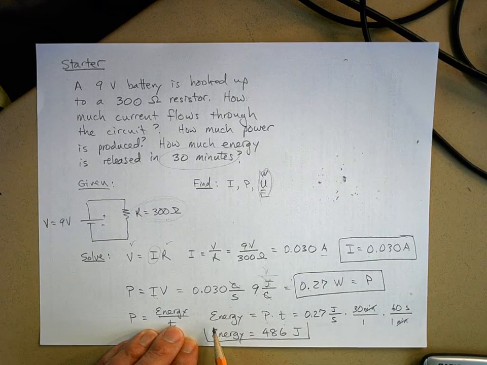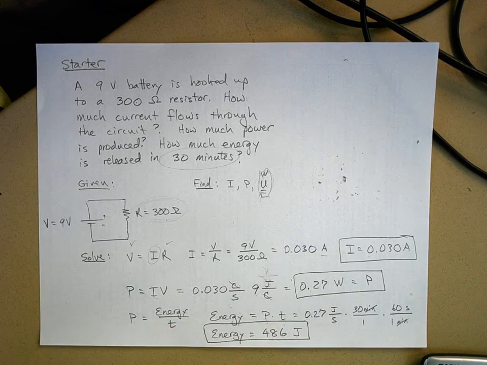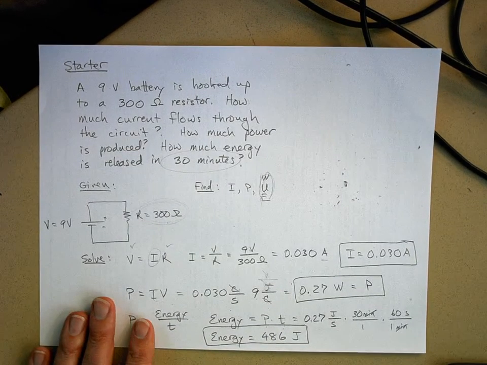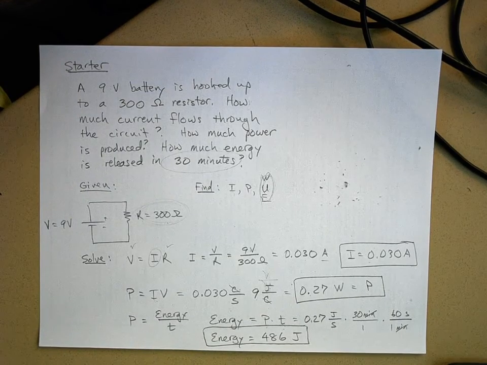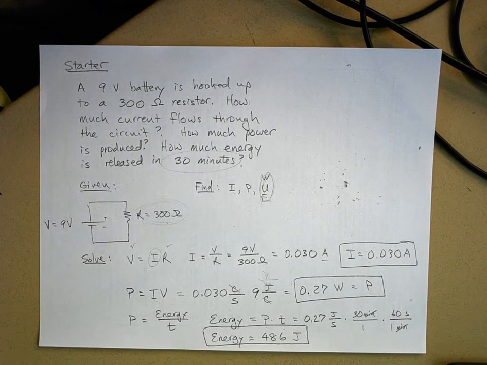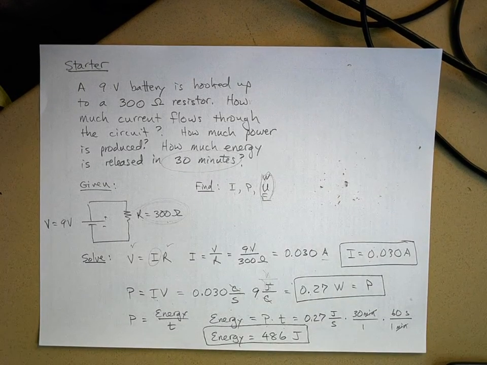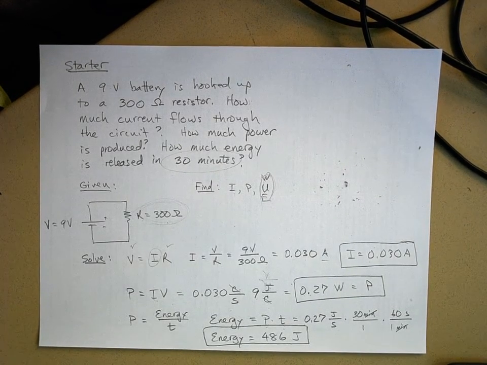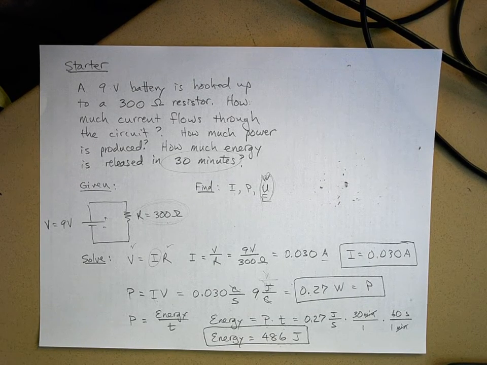So that's the energy that was released by that 9-volt battery in 30 minutes if it was hooked up to this circuit. And this matters. This might be like a flashlight. You got a little 9-volt battery in your flashlight. This is how much energy it better contain if it's going to be able to last that long. Okay.